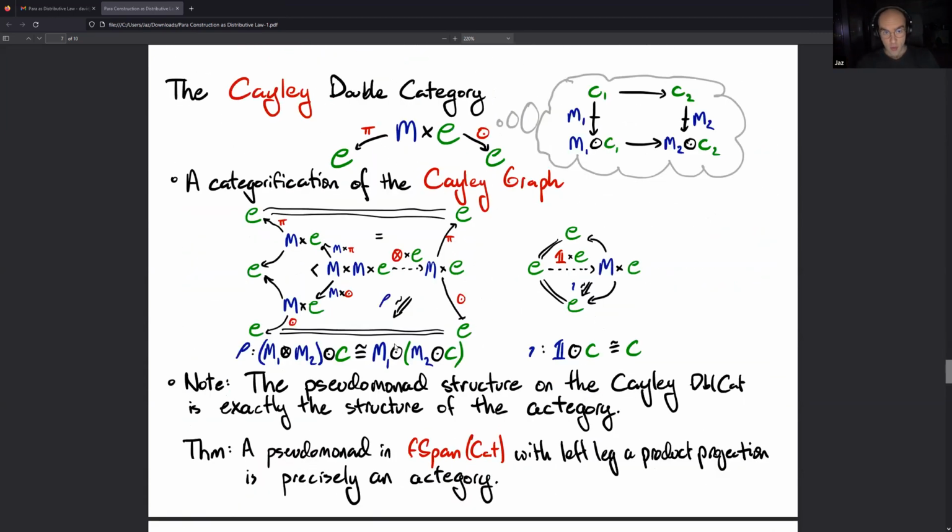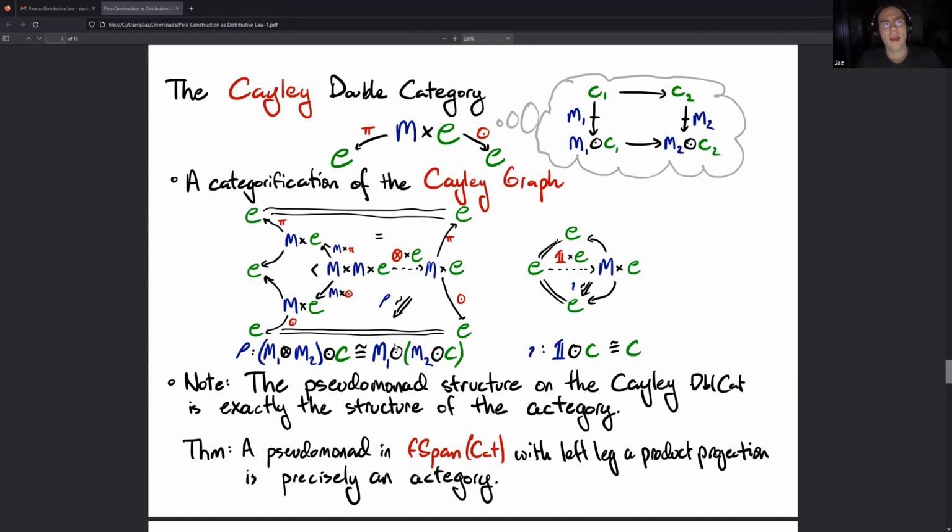The Cayley double category, on the other hand, is going to be defined like this. Its horizontal maps are going to be just maps from C, and its vertical maps are going to be elements of our monoidal category M that acts, and they're going to go between an object and the acted-on version of that object. So they just point to where the object M1 acts. And this is not a strict monad. This is a pseudomonad because M is only a monoidal category.